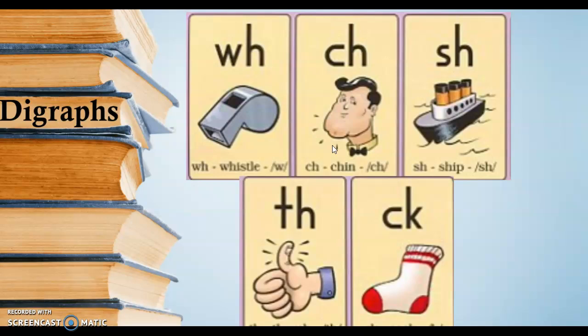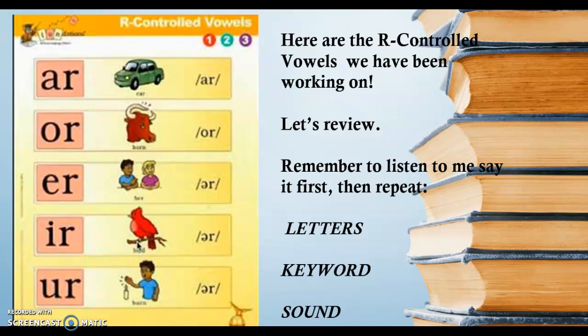CH, chin, ch. R controlled vowels, AR, car, R. OR, horn, or. And how about one more? We'll do IR, bird.